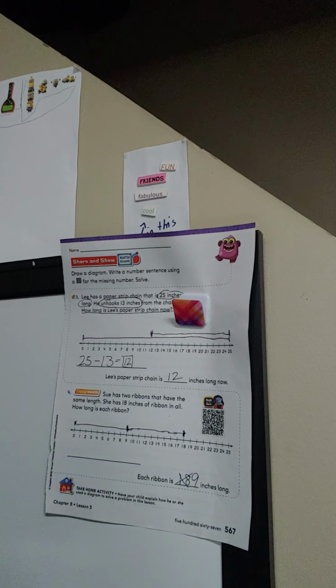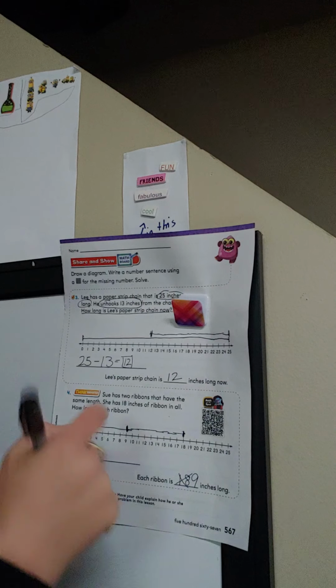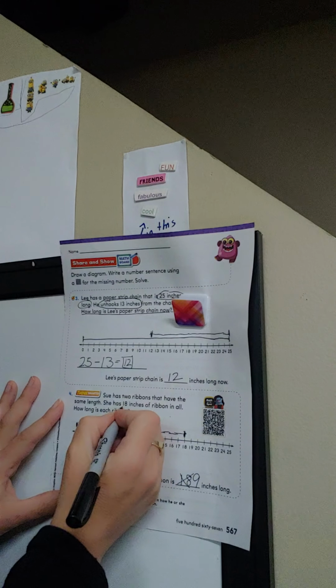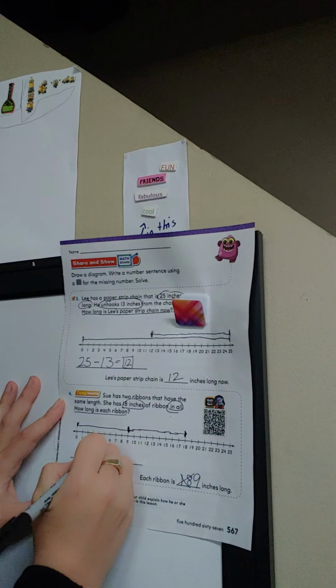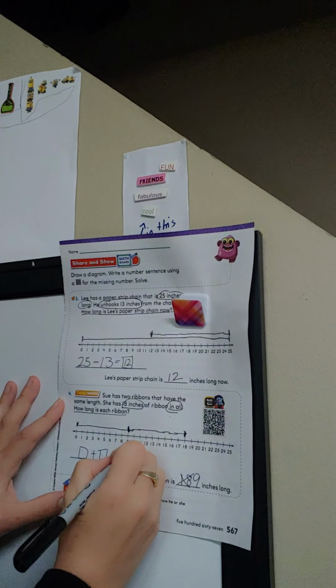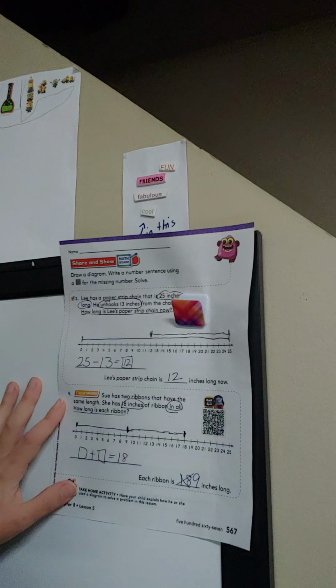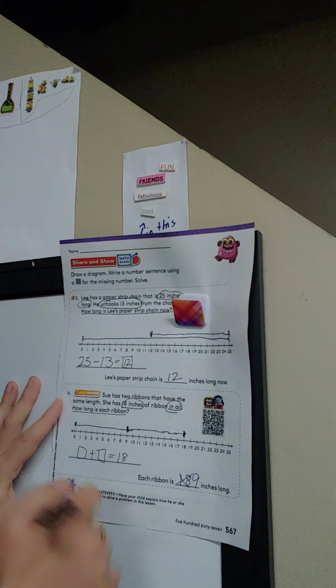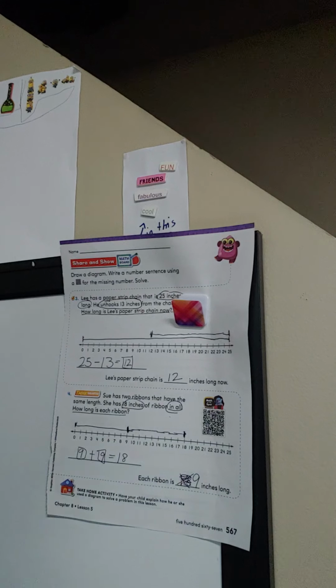So what would we have to write in here to figure that out? What would our number sentence look like? Do we know how long each ribbon was? No, but we knew we had to add them together because it was 18 inches in all. So something plus something equals 18, and these both had to be the same. And if we remember our doubles facts, we know that 9 plus 9 equals 18. So each ribbon is 9 inches long.